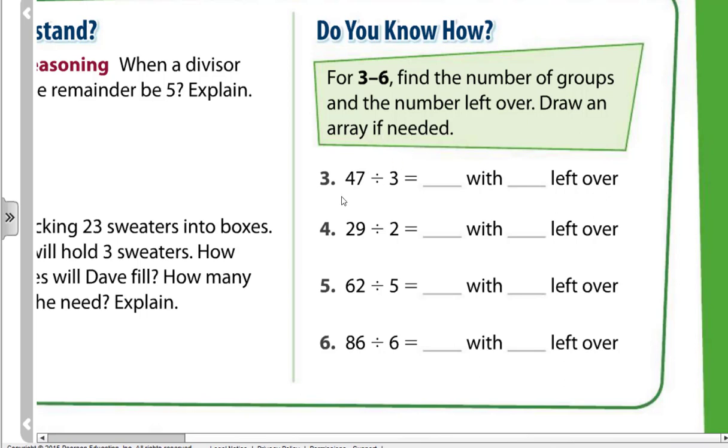So today we will learn how to divide numbers like 47 by 3. Of course we know that it's not divisible by 3, but today we will use something we call a remainder to divide. So we will find the quotient and the remainder. And the same for the next question, 29 divided by 2, and so on.